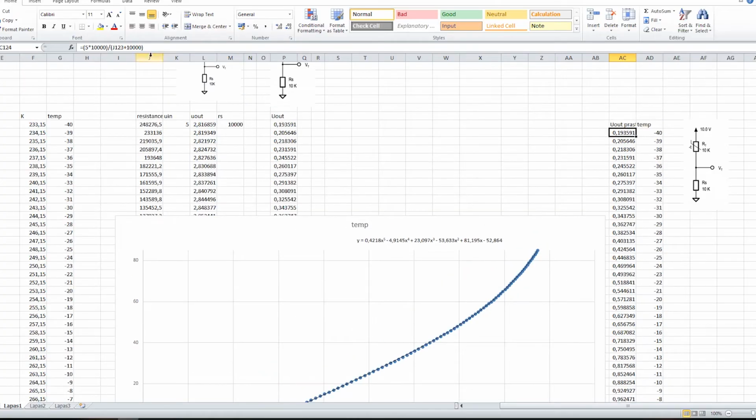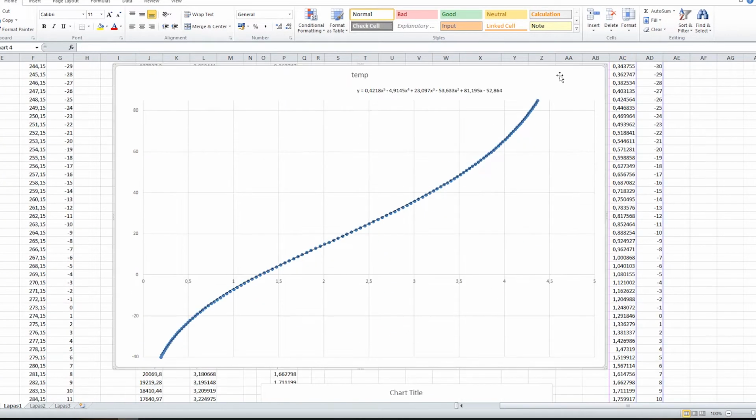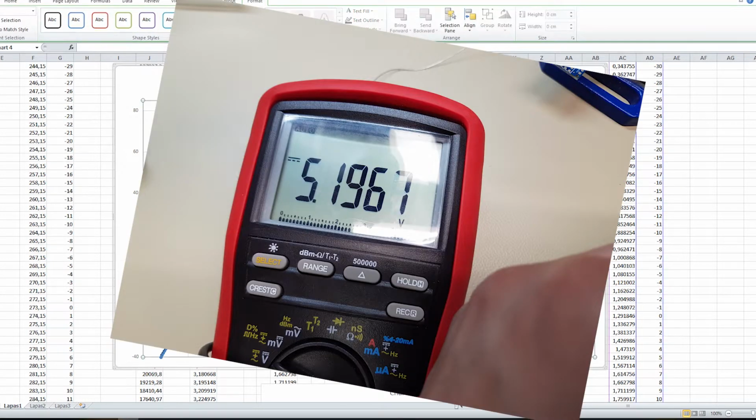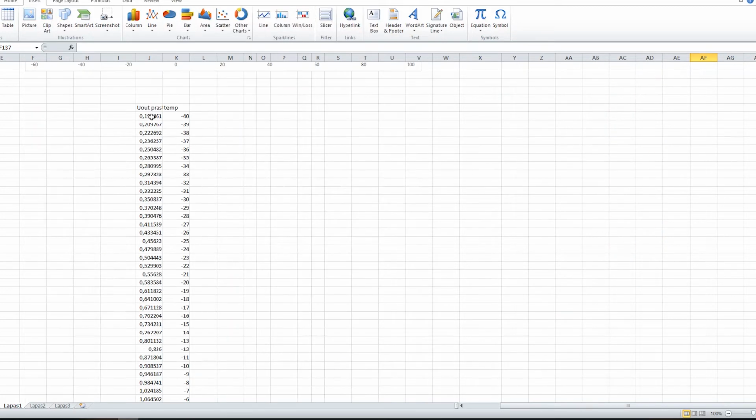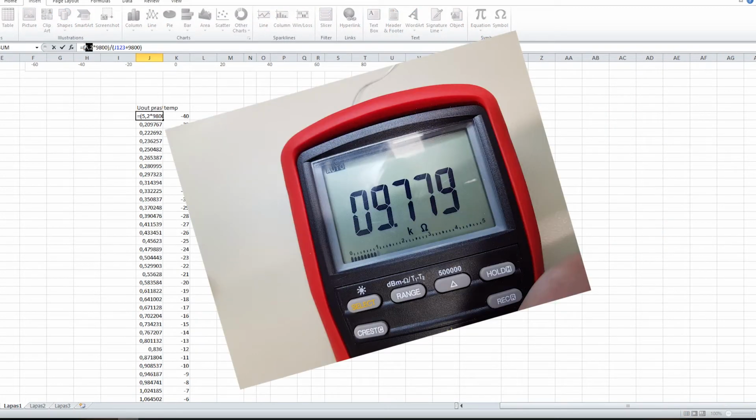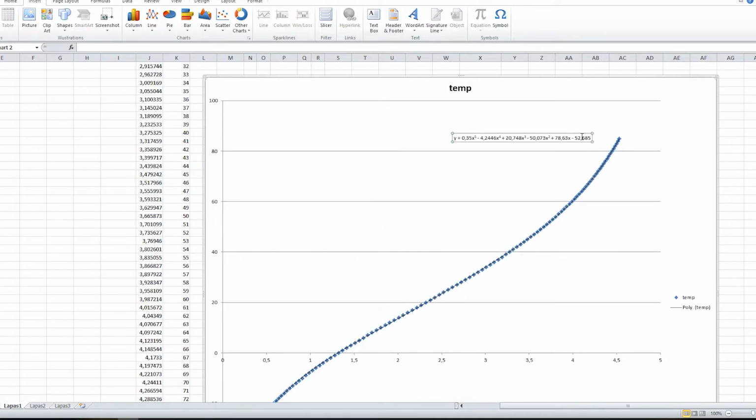So I checked some parameters and I had to change the formulas a bit. The step-up booster gave out 5.2 volts instead of 5. And the 10 kilo ohm resistor actually had 9.8 kilo ohm, so of course the polynomial changed a bit too.